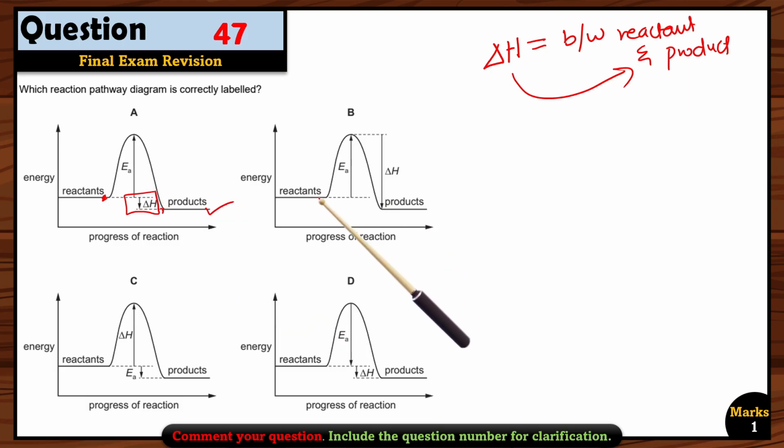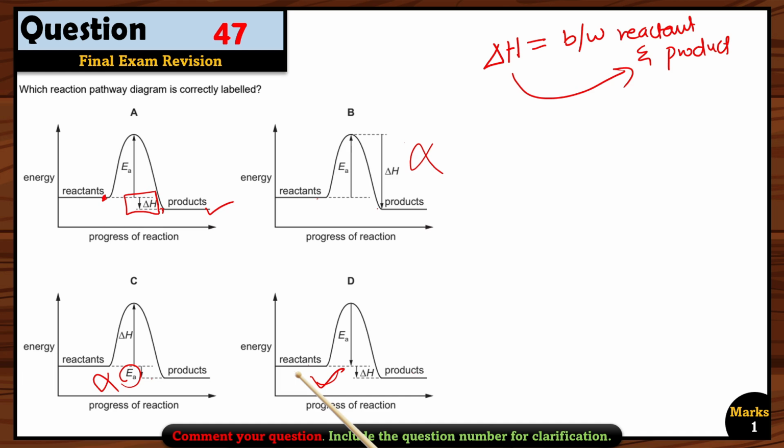Let's see here, reactant and product. No, this is wrong because it is coming from the top. So this means it's wrong. Reactant and product, it should be delta H. So now this is also wrong. Reactant and product, it's always in the space between. So this one is right. So these two options are right.